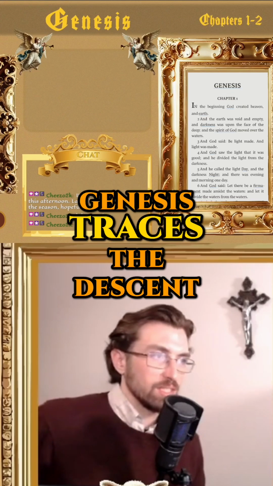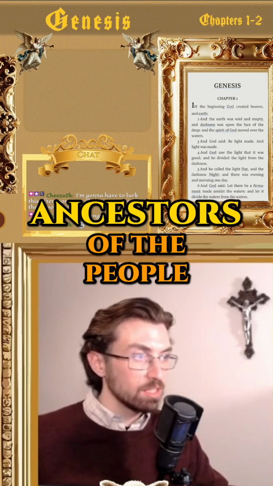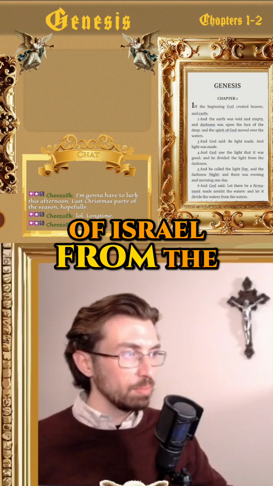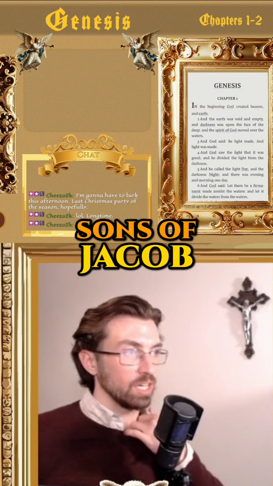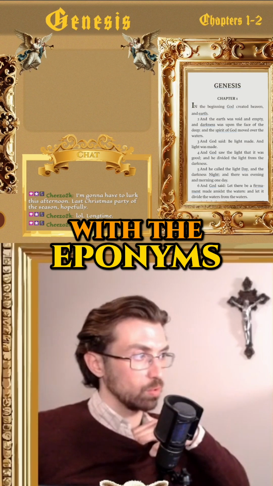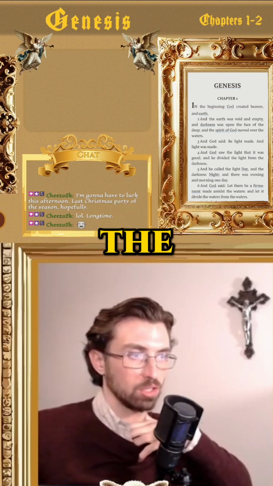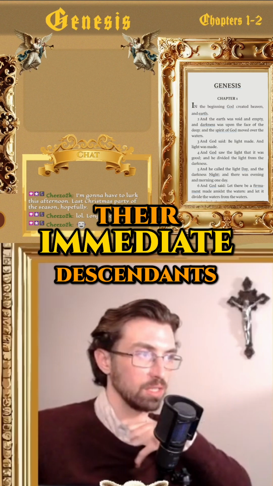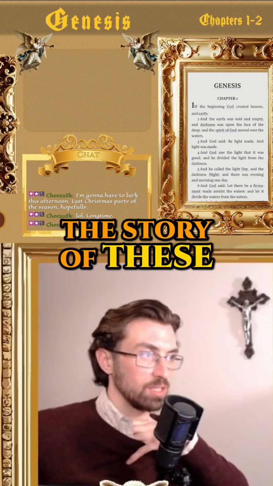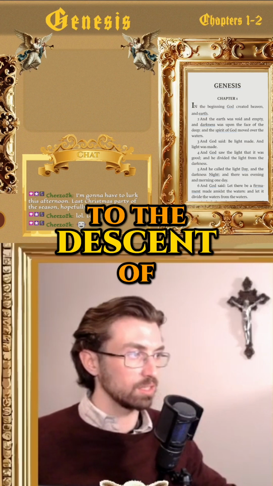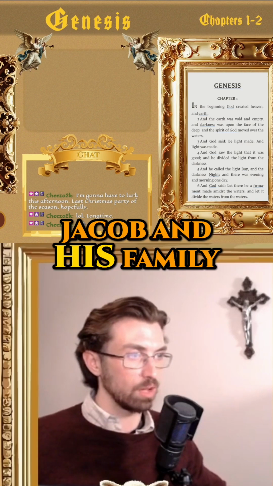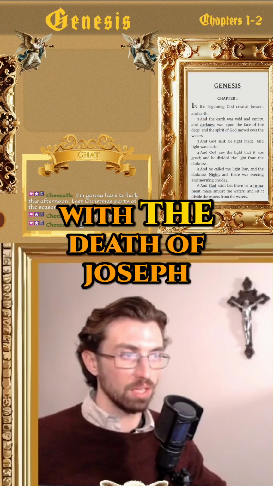So the book of Genesis traces the descent of the ancestors of the people of Israel from the beginning of the world down to the 12 sons of Jacob, with the eponyms, who were the eponyms, which means they have the same names as the 12 tribes, and to their immediate descendants. The story of these ancestors is carried down to the descent of Jacob and his family into Egypt, and ends with the death of Joseph.